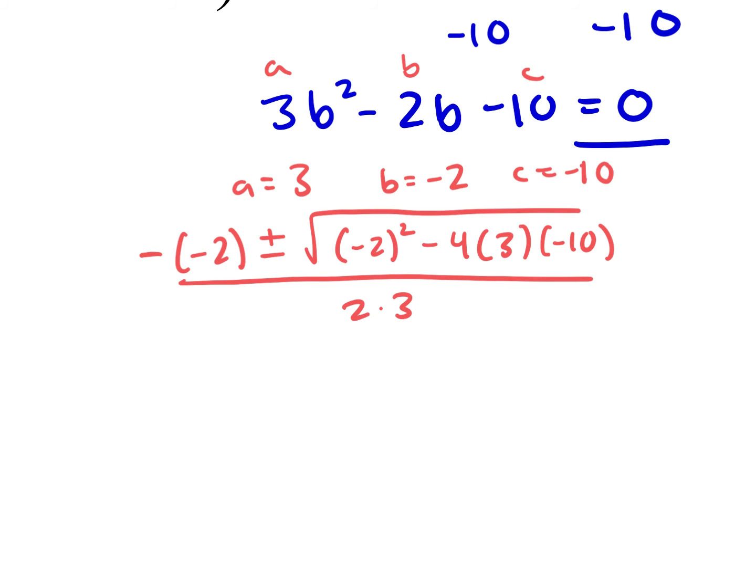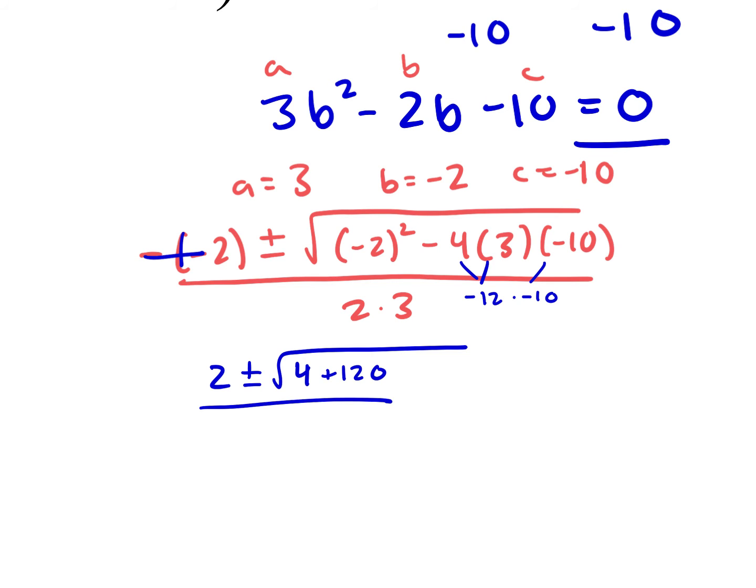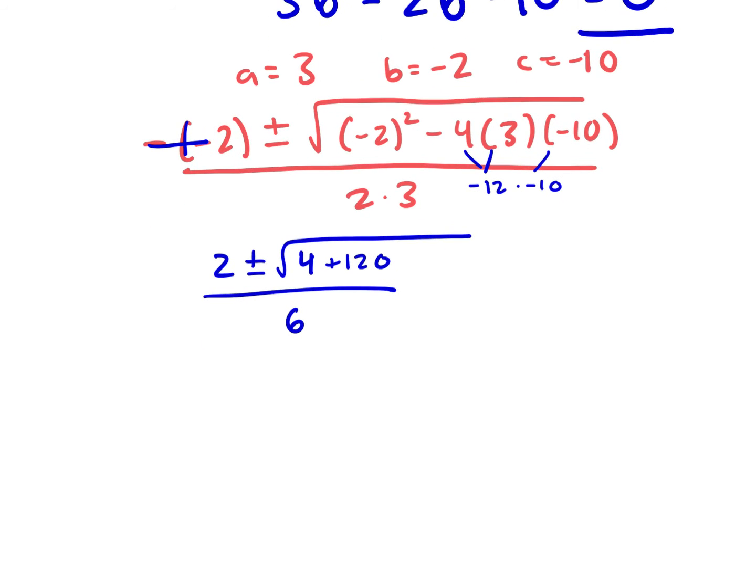So negative 2 turns into positive 2 plus or minus the square root of 4. What's negative 4 times 3? Negative 12. Negative 12 times 10? 120. Over 2 times 3? 6. So I have 2 plus or minus what? 124. 124 over 6.